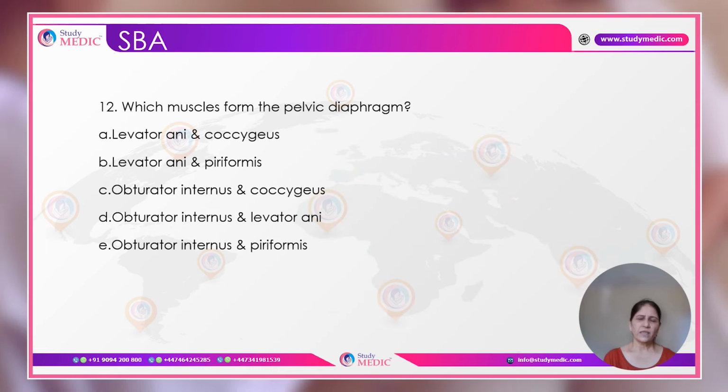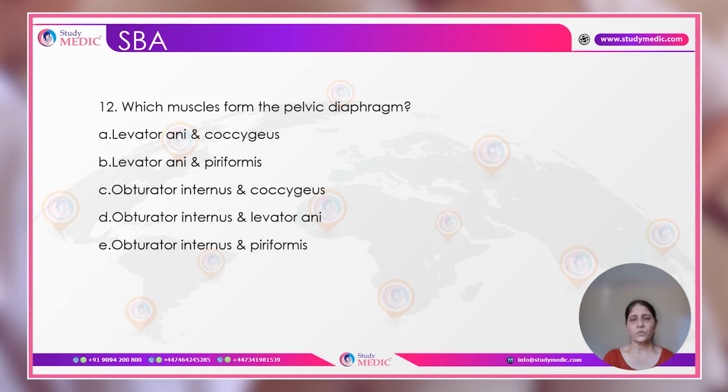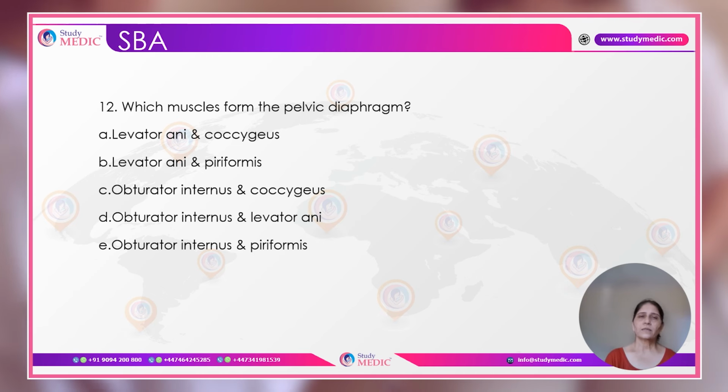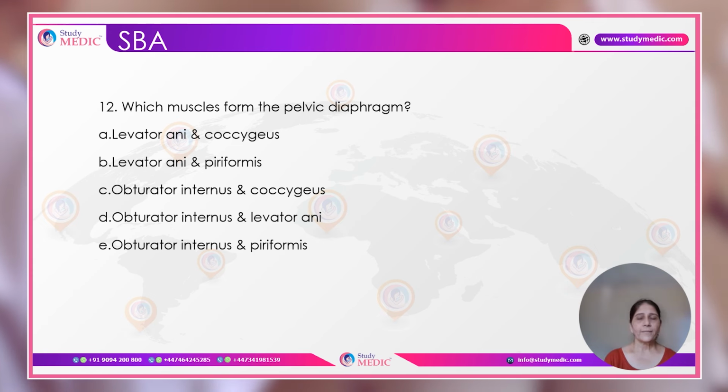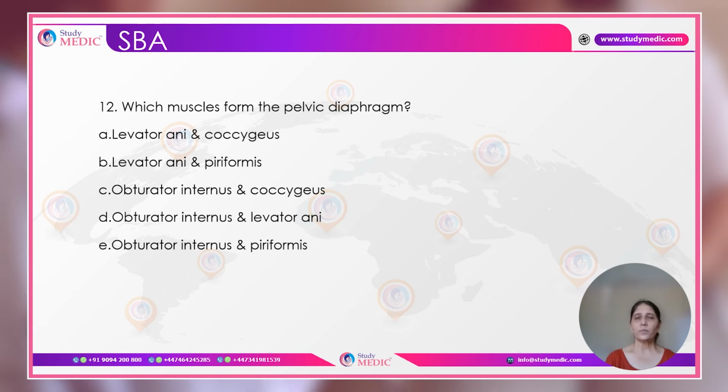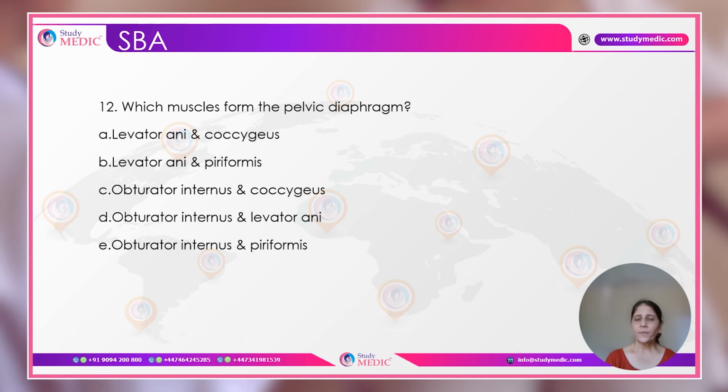Many times we have found that in anatomy the questions are simple questions or even one-liners. So this is another one of that. They are directly asking you which muscles form the pelvic diaphragm. So there is a difference here between the pelvic diaphragm and the pelvic floor. We know that the pelvic floor is made up of the pelvic diaphragm and the muscles that form the anterior and posterior urogenital triangles.